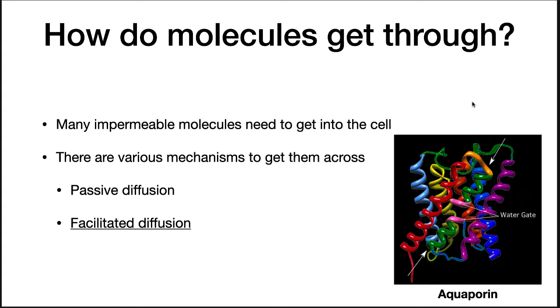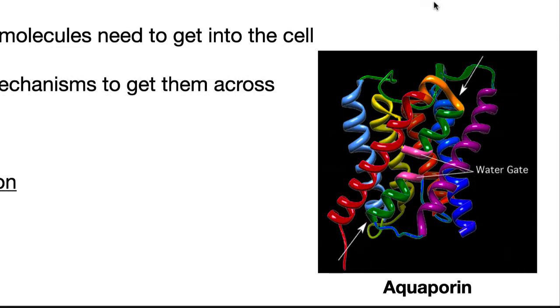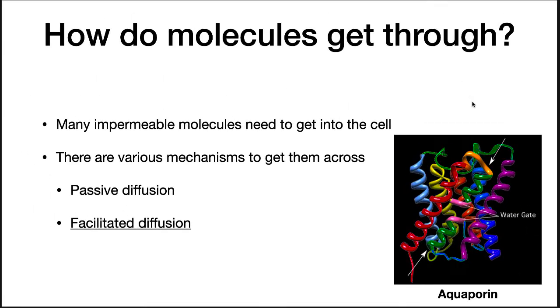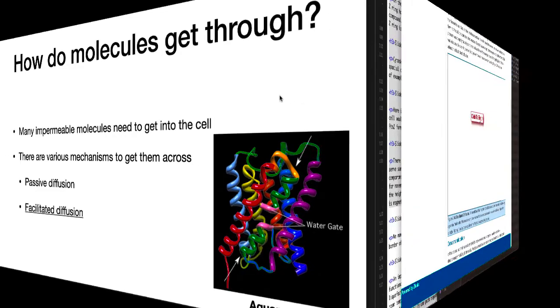Sometimes passive diffusion is too slow, as is the case for water. If you don't need to concentrate the substance, a cell uses facilitated diffusion. In the case of water, a protein called aquaporin, see the image at right, provides a gate for the water to pass through. Figure 3.14 of Through the Microscope shows an animation of facilitated diffusion.